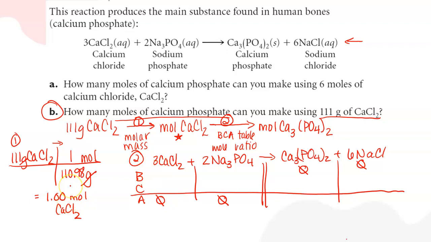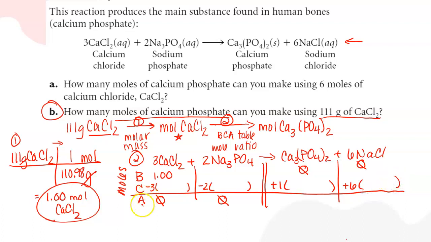Then we plug in our given. We were given a specific number of calcium chloride. Only moles go in the BCA table, so I need moles of what I was given, which was this. So it is going to go here, because that's the only blank spot I can fill in for calcium chloride. And then once I've got my given in, I'm going to bring down my coefficients for the change row.